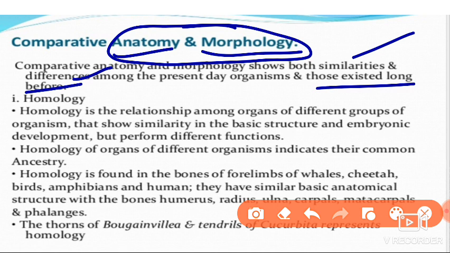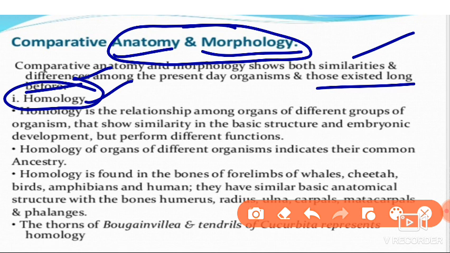Among that, the first one is homology. First we should know what homology is. Homology, or homologous organs, we can say. Here we will study about the organs. Homology means similarities, homo means same, similarity. Homologous organs we are going to study here.